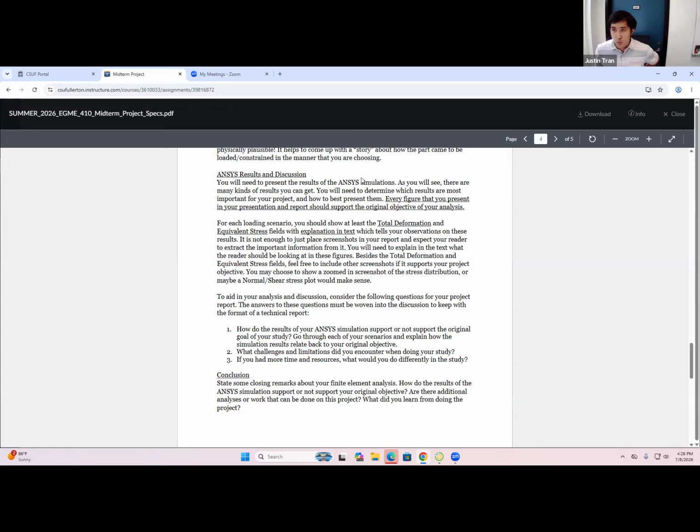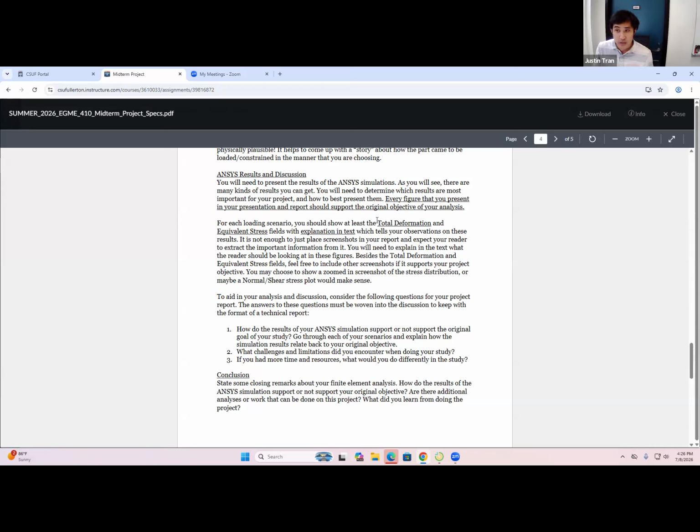One thing to remember is that, generally speaking, it's a good idea to include the total deformation and the equivalent stress for every single boundary condition configuration or scenario that you have. But also keep in mind that every result figure that you present should present data that supports the original objective of your analysis.